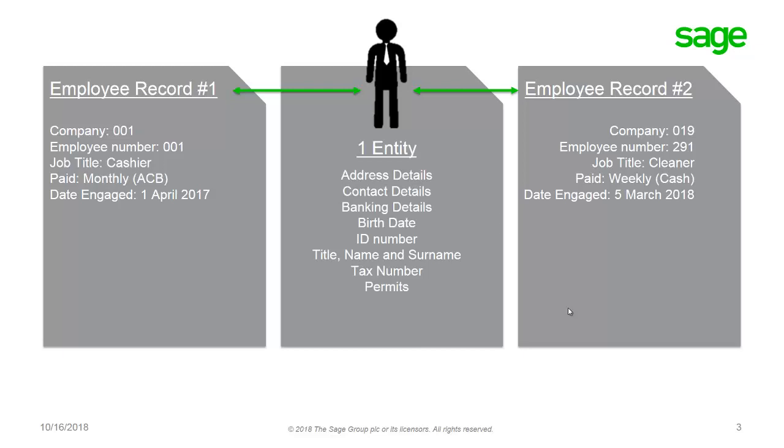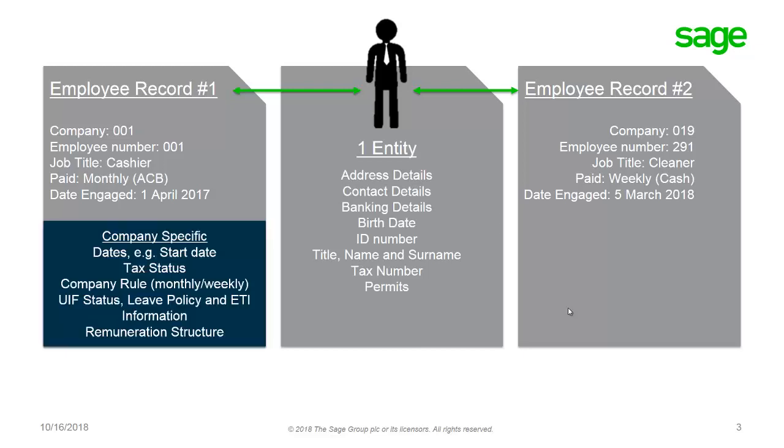The employee record contains company-specific information, such as dates, for example, the date of engagement and leave cycle start date, tax status, company rule, leave policy, ETI information, and remuneration structure, for example, a basic salary or cost to company structure. The entity record contains the basic information of an employee that will always stay the same, irrespective of where the employee is employed. The employee record contains employment-specific information.